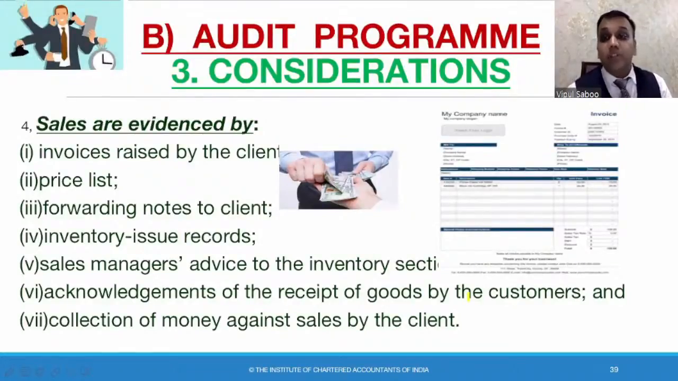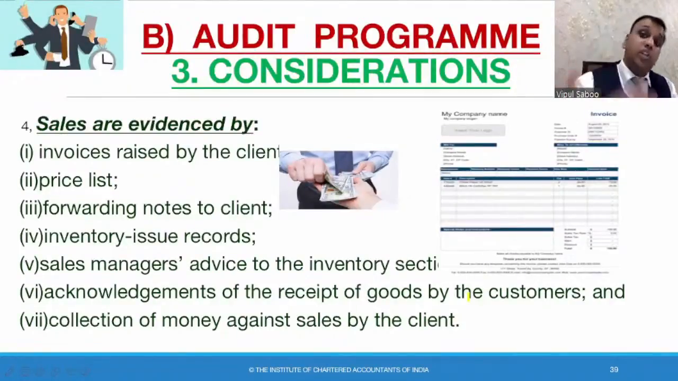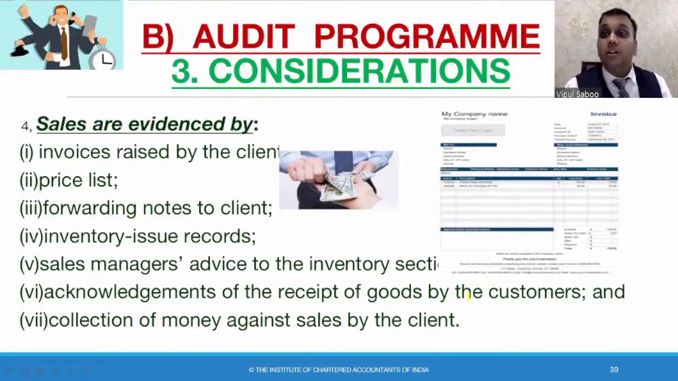Sales manager's advice to the inventory section, please send this much quantity of this much stock to this particular customer. Acknowledgement of the receipt of goods by the customer. The customer acknowledges the receipt of goods and hands it over to the company's transporter. The company's transporter gives it back to the company. Yes, I have delivered the goods. You get an acknowledgement. Yes, the customer has received the goods. This is also an audit evidence. Collection of money against sales by the client. You have been collecting money, receiving checks or cash. So this is also an evidence of sales by the company to the customer.